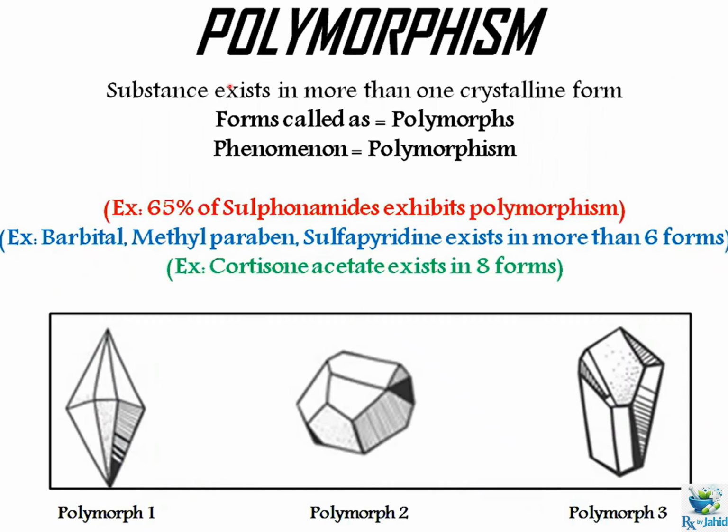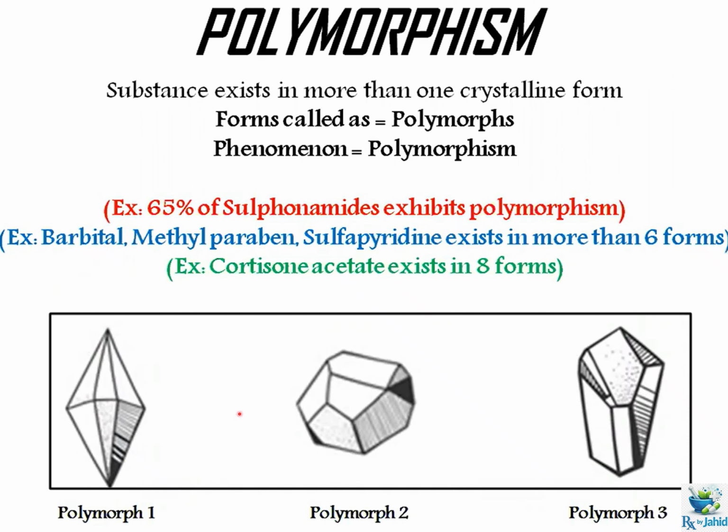So our next physicochemical factor is polymorphism. A substance that exists in more than one crystalline form is called a polymorph, and this phenomenon is called polymorphism. For example, 65% of sulfonamides exhibit polymorphism. Phenobarbital, methylparaben, and sulfapyridine exist in more than 6 forms. Cortisone acetate exists in 8 forms.